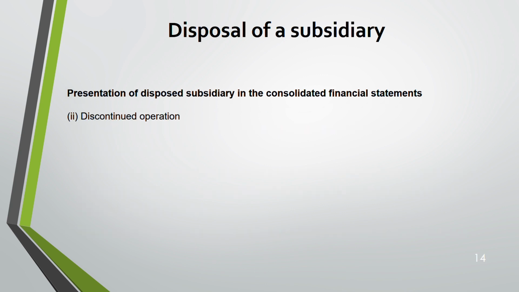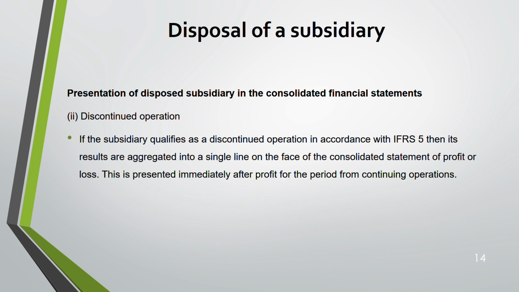Okay, now second way is discontinued operation. Okay, how? This you can only write as discontinued operation if it qualifies under IFRS 5. Okay, that means a subsidiary held for resale. So if the subsidiary qualifies as a discontinued operation according to which standard? IFRS 5. We have already finished IFRS 5. Please go back and check if you want to recall some of the rules of IFRS 5. Okay, that is non-current assets held for resale and discontinued operation.